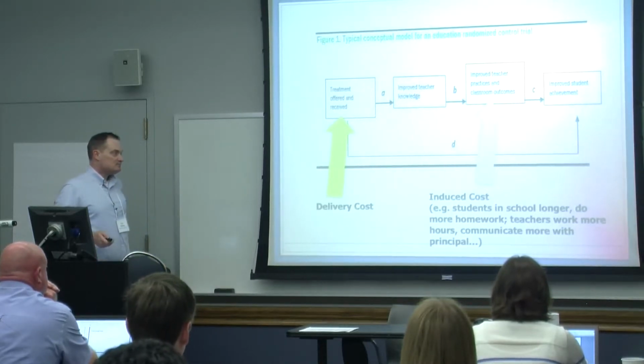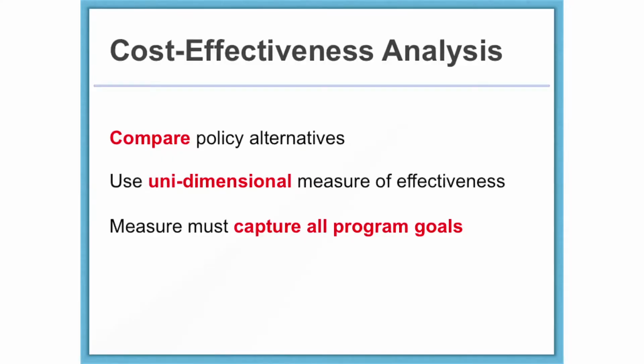Okay, now, if we're doing cost effectiveness analysis, we're going to compare policy alternatives, and we're going to have to use for our comparison what we call a unidimensional measure of effectiveness. Maybe that's not the right word exactly. It has to be a single number. It could be a single number composed of lots of different things.